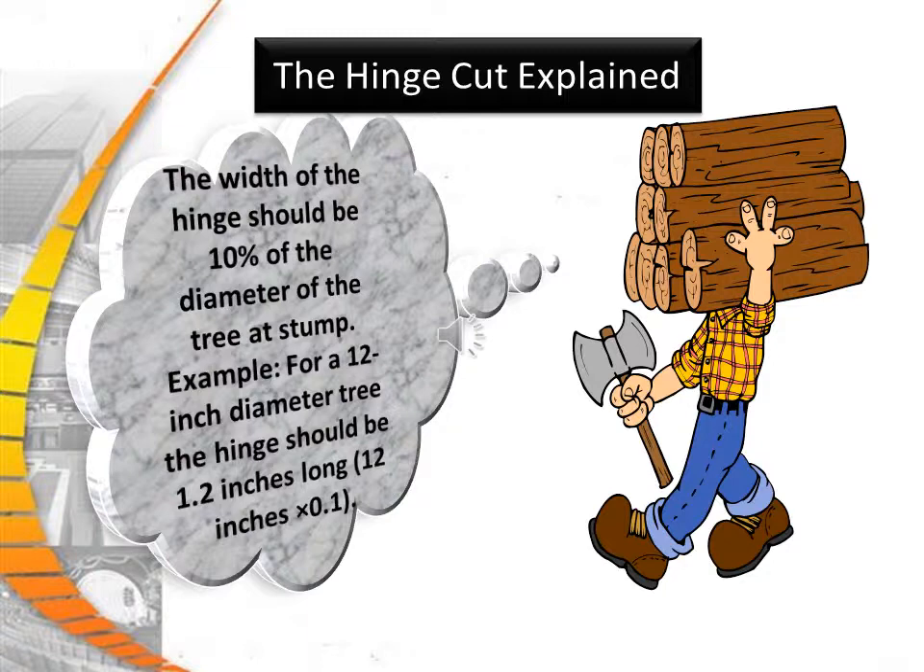The width of the hinge should be 10% of the diameter of the tree stump. For example, on a 12-inch diameter tree, the hinge should be 1.2 inches wide. 12 inches times 0.1. The hinge on a tree with no side lean should be perpendicular to the rest of the tree.